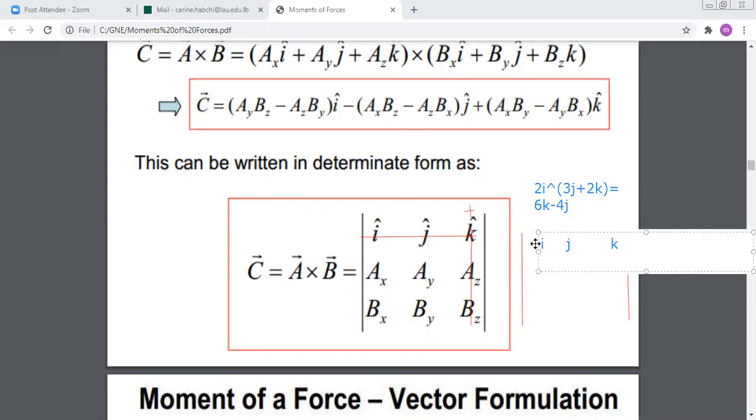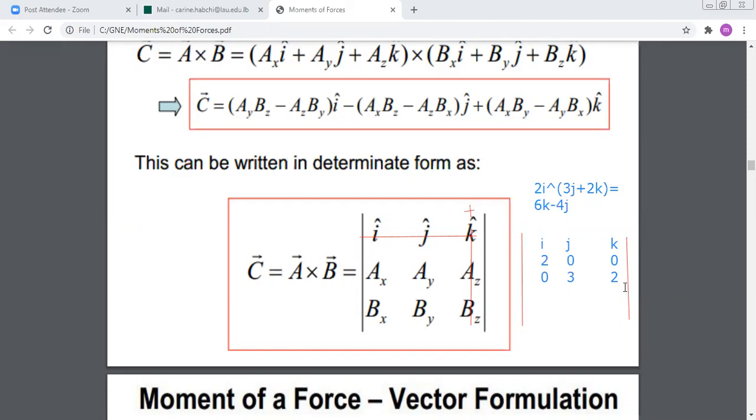And now, the next line is the components of the first vector. The first vector is 2I, so it's 2, 0, 0. And the second vector is 3J plus 2K. So it's 0 along I, 3 along J, and 2 along K. And now you start. Okay, first you want to find the component along positive I. So what you do along positive I, you drop this column and this line.